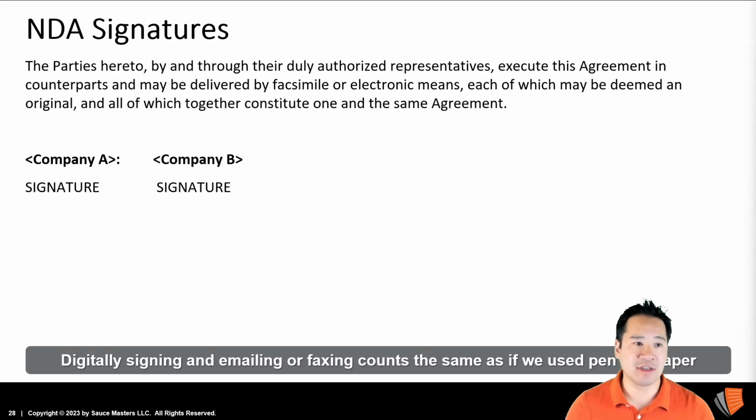After that clause, there's an NDA signature block. So this is the part where it also says if you sign digitally or by email or faxing, it's the same as if you used pen and paper. But by signing it, it creates a legally and contractually binding relationship.